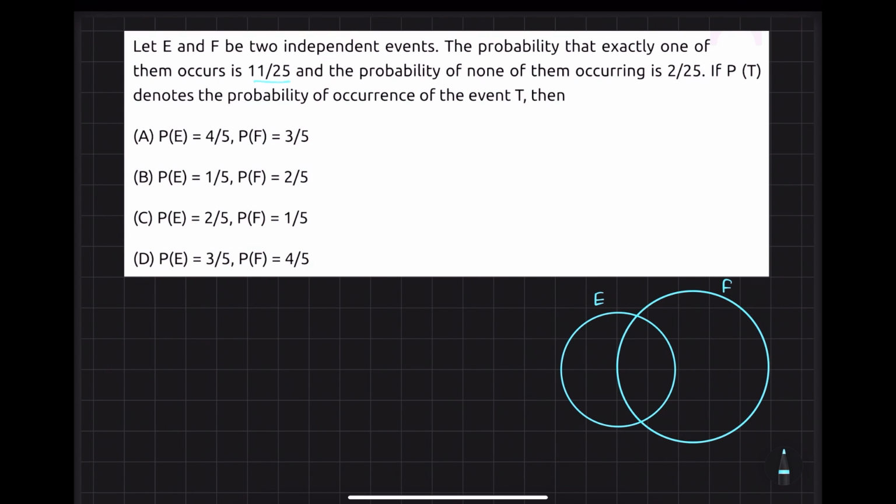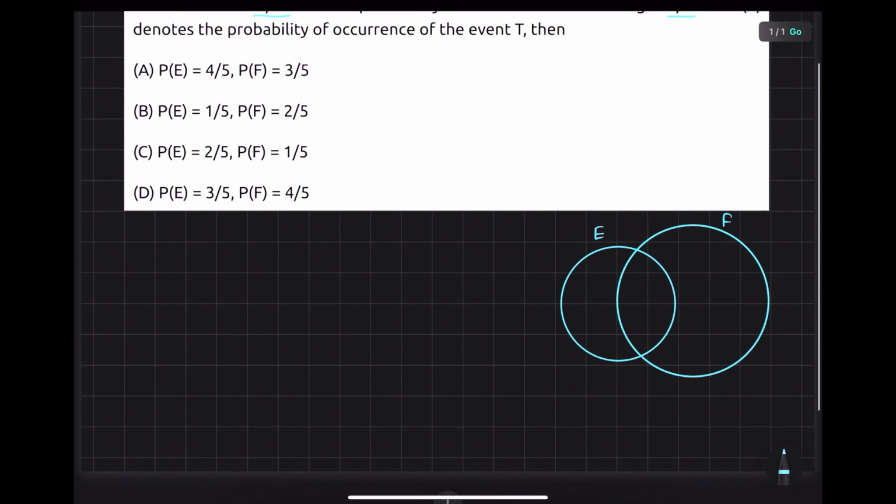So they are talking about exactly one of the events occurs, which means they are talking about this region and this region. We cannot write those things together, so just keep this in your mind. And the probability of none of them occurring is 2 by 25. So none of them is outside, nothing will occur.